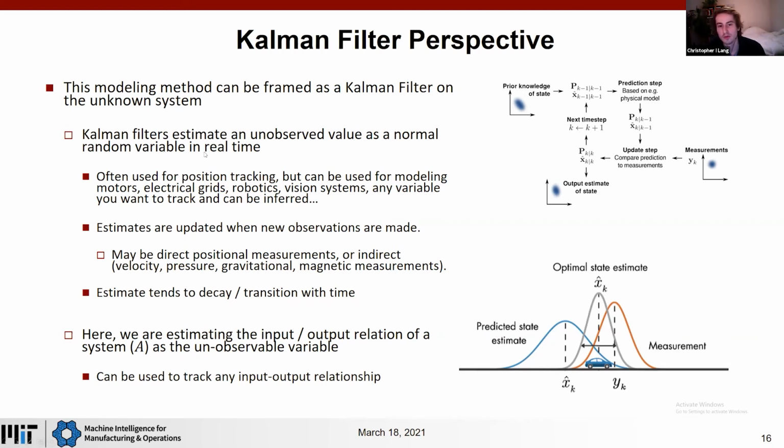Kalman filters are normally used to estimate some unobserved value as a normal random variable in real time. And what they are most often used for is modeling things like the position of something. So guidance and navigation is sort of the traditional use of Kalman filters, but they're also used to model things like electrical grids, robotics, vision systems, basically any variable that you want to track over time and can be inferred from some observations. So when we end up getting new observations, we can update our belief of this unobserved or unknown variable.